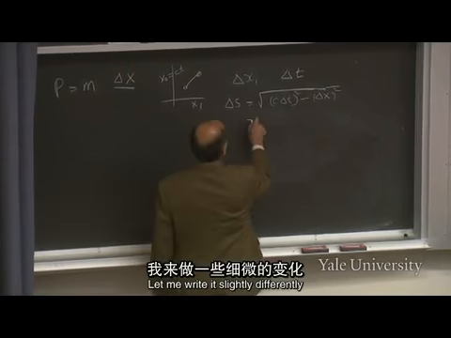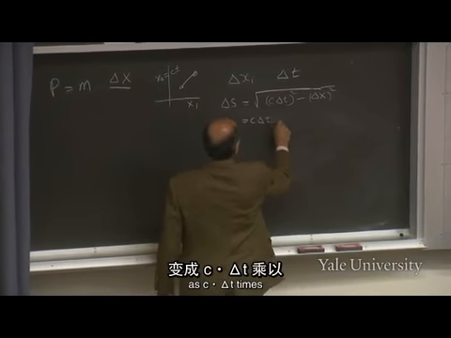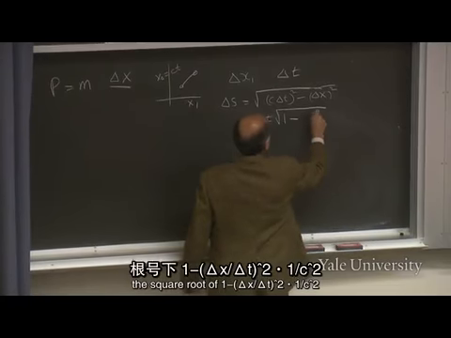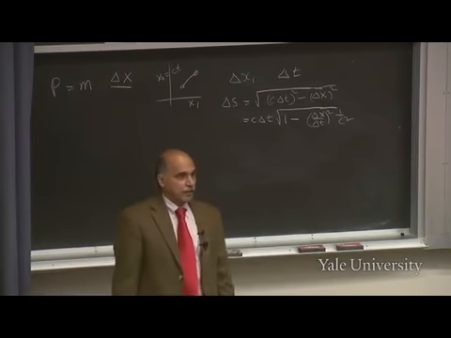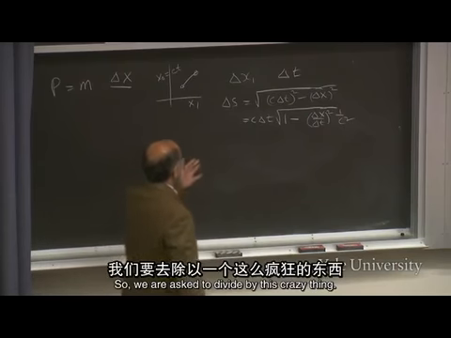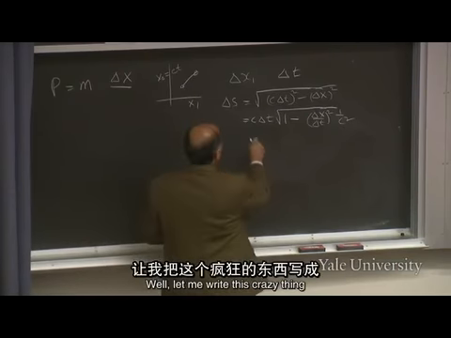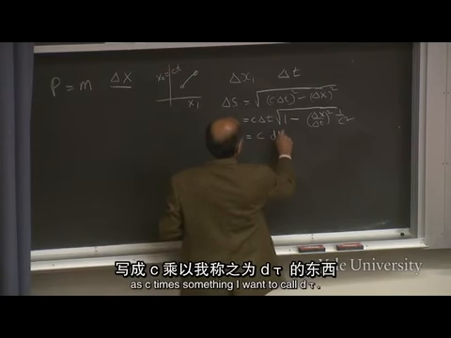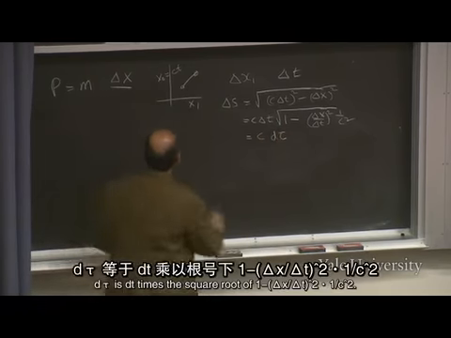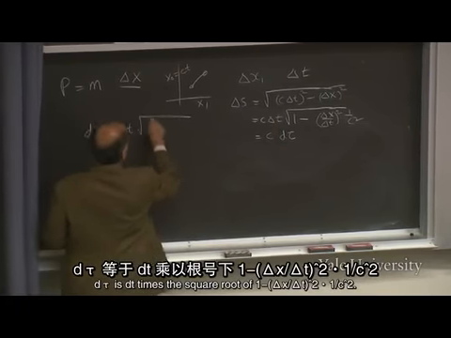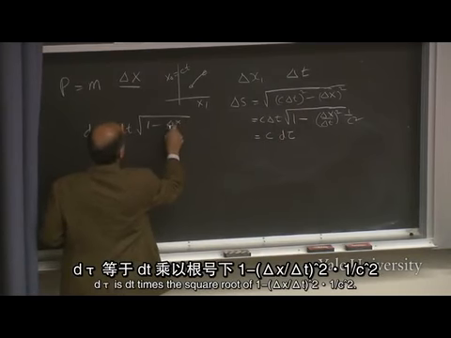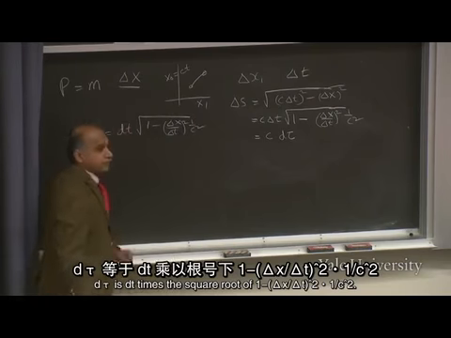Let me write it slightly differently. It is c delta t times the square root of 1 minus (delta x over delta t) squared times 1 over c squared. So we are asked to divide by this crazy thing. Well, let me write this crazy thing as c times something I want to call d tau. D tau is dt times the square root of 1 minus (delta x over delta t) squared times 1 over c squared.